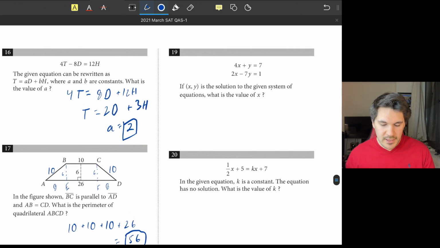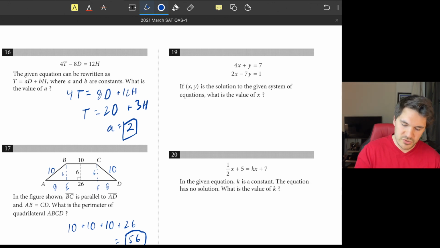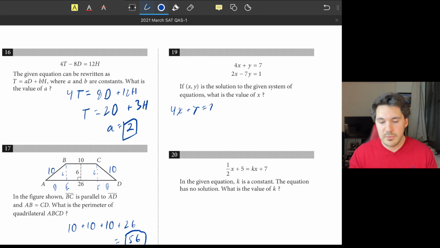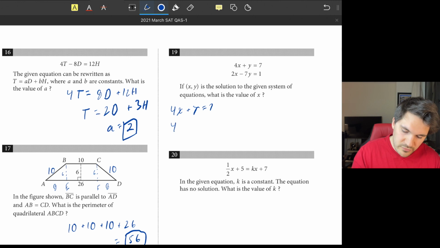Number 19, if x comma y is a solution to the given system of equations, what is the value of x? Just a system of equations. Solve it however you want, substitution or elimination. I'll do it by elimination right now. I'm going to multiply the entire bottom equation by 2 and then subtract it from the top equation. So I'm going to rewrite the top equation, 4x plus y equals 7. And then I'm going to multiply the entire bottom equation by 2. So I'm going to turn it into 4x minus 14y equals negative 2.